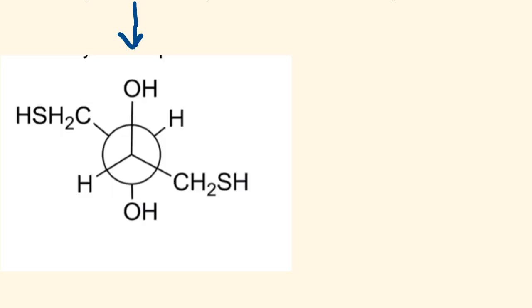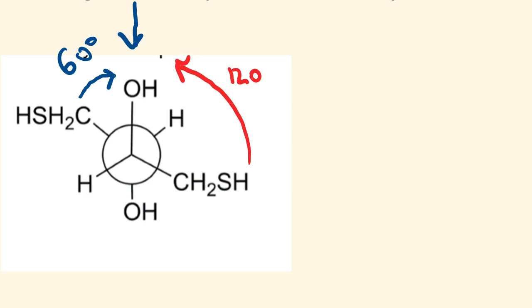So say we want to convert this Newman projection into a Fischer projection with the methyl thiols at the top and the bottom. So we need to first set it up as an eclipsed Newman projection with the methyl thiols at the top and the bottom, which means we're going to have to do a 60-degree rotation clockwise on the back carbon and a 120-degree rotation counterclockwise of the front carbon.